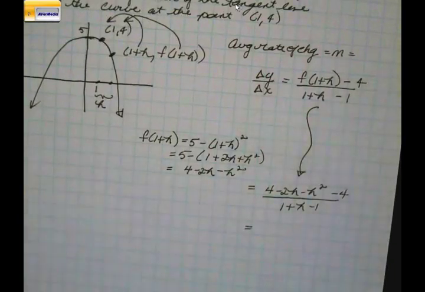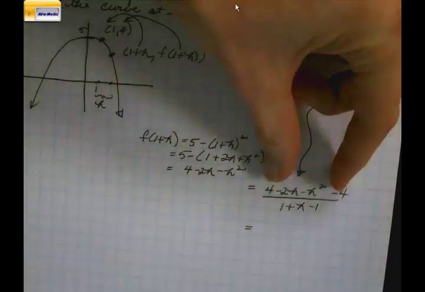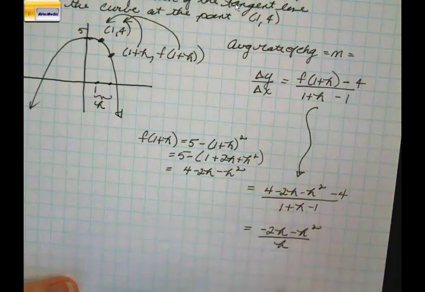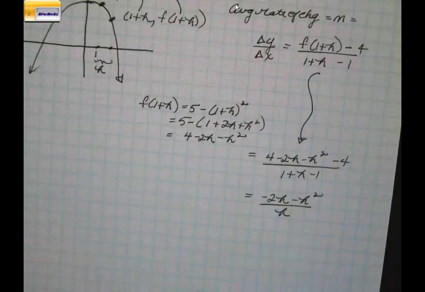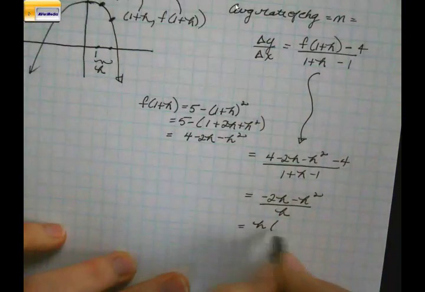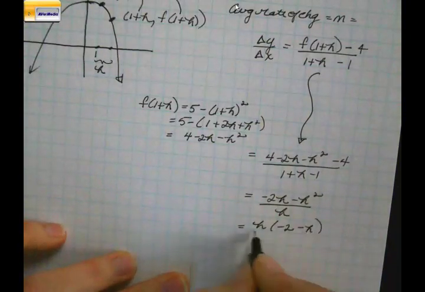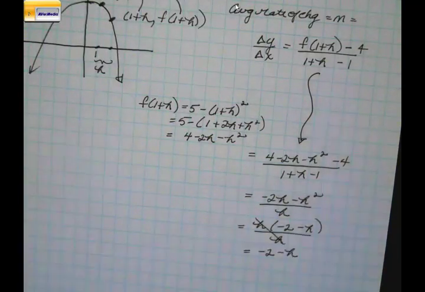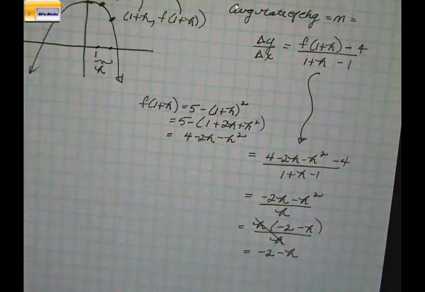So this becomes 5 minus, when we expand this, 1 plus 2h plus h squared. So this becomes 5 minus 1, which is 4, minus 2h minus h squared. That is the value of f of 1 plus h, which is going to be substituted back up into the formula for slope or average rate of change. Because of lack of space, I'm just going to pull this down a little lower. So f of 1 plus h is this 4 minus 2h minus h squared.